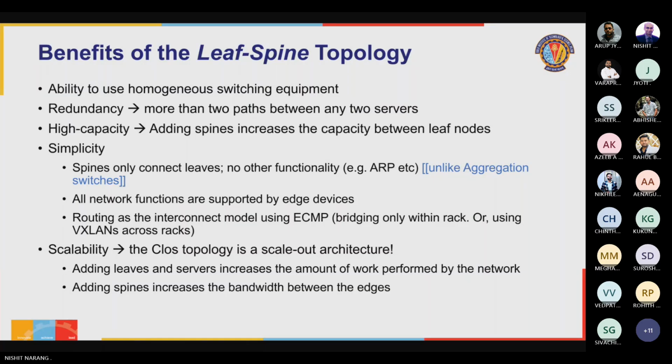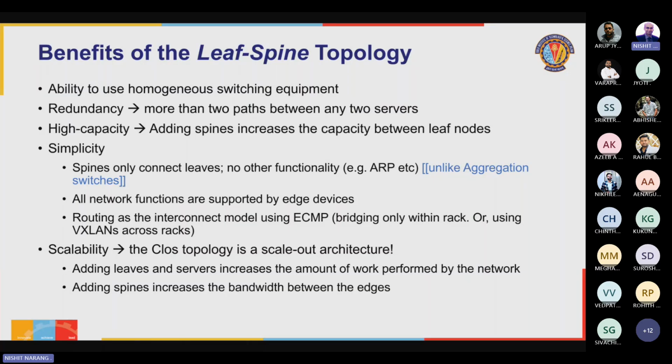We also saw that this is a scale out architecture, because when you need more capacity or bandwidth in the backbone of the data center network, you can add more spine switches. By adding more spine switches, you get more bandwidth between the edges. Whereas if you need more computational power, you want the data center network to do more work, you add servers and leaf switches, which enable you to support higher computational power. So it's a scale out architecture.